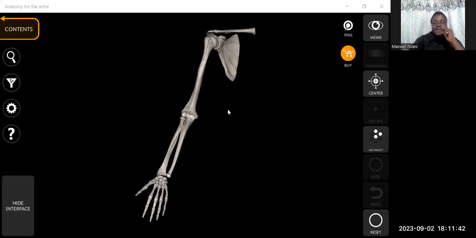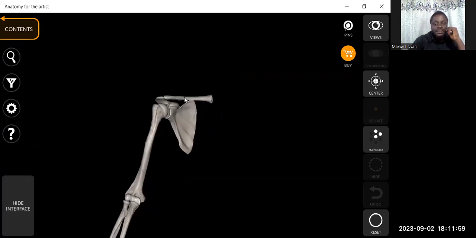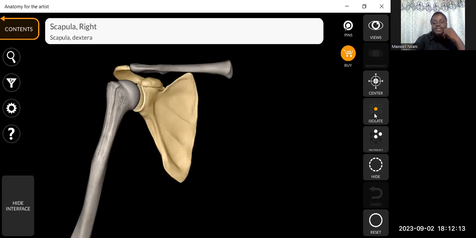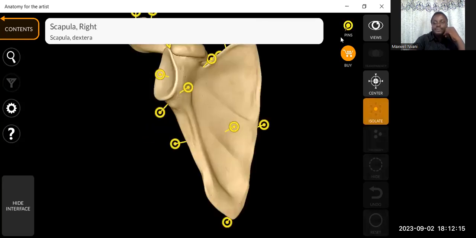Now this is the osteology of the upper limb. This is your hand from the wrist downwards. From the wrist to your elbow is your forearm, and from the elbow all the way to the shoulder is your arm. We have the clavicle right here. This is anatomical position, the bones in anatomical position. And this is the scapula right here. Good. So now let's isolate the scapula and talk about it.